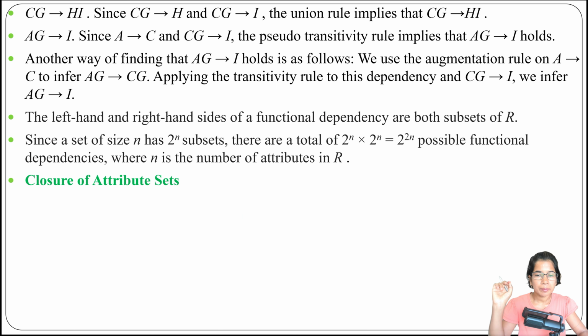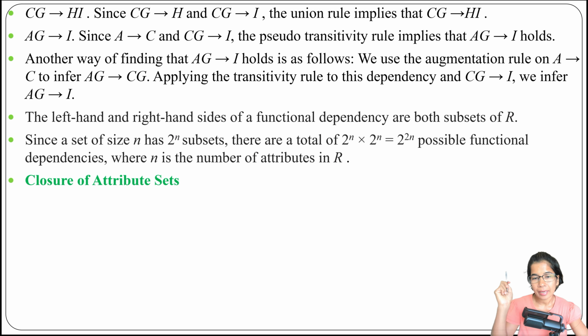Hey everyone, in the previous lecture I already discussed closure of functional dependency. There is a set of rules by which we can find logically implied functional dependencies, some additional functional dependencies that can be derived from the original functional dependencies. In today's lecture I will discuss closure of attribute set.